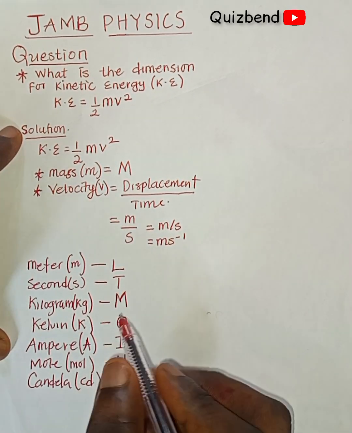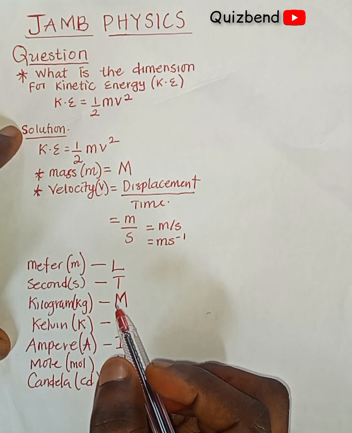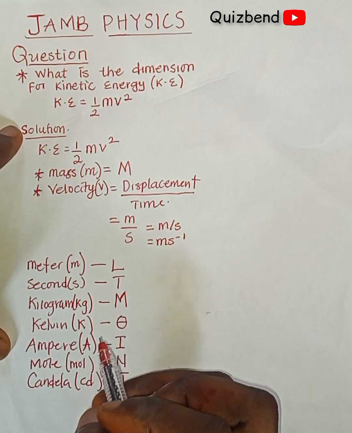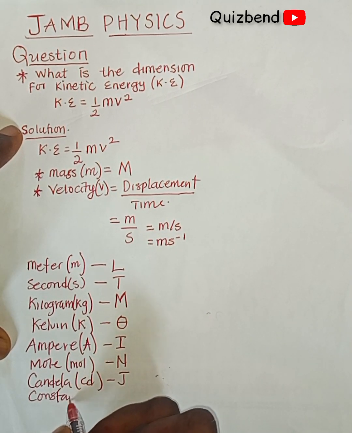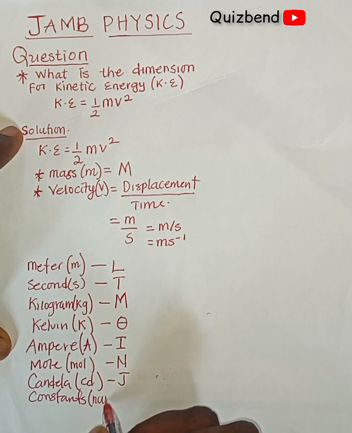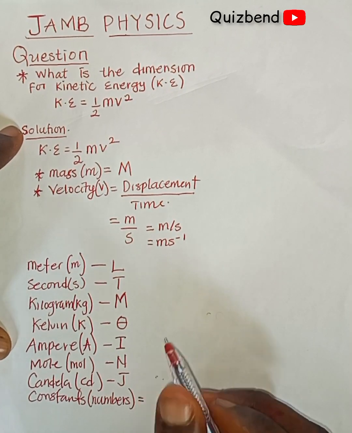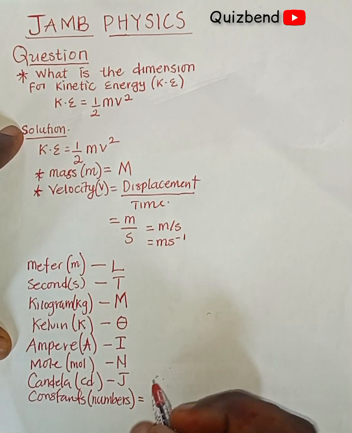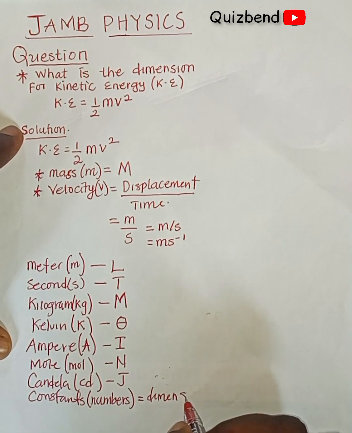Whenever you are solving for dimensions and you come across a number, numbers are known as constants. So for numbers or constants, any number at all, it can be a fraction, it can be a whole number, they are dimensionless, that is, they don't have dimension.